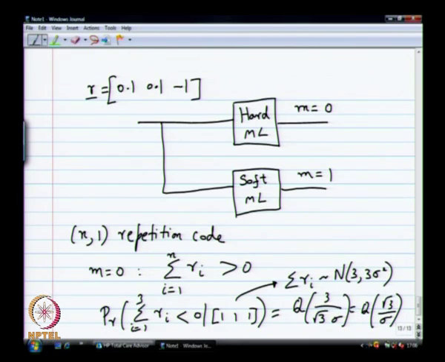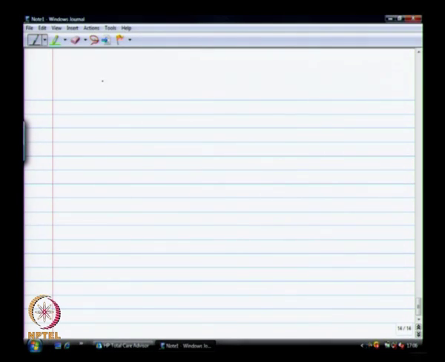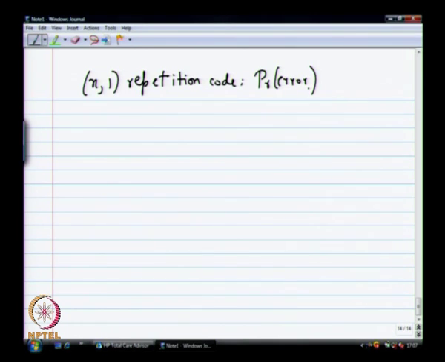Okay. So I want to point out something very interesting here. If you use the n comma 1 repetition code, probability of error under ML decoding, which is easy to do. Probability of error for soft ML decoding for the repetition code is very easy. All you need is an adder, you can implement it. This goes as Q of root n by sigma.